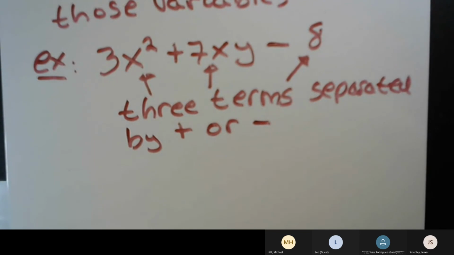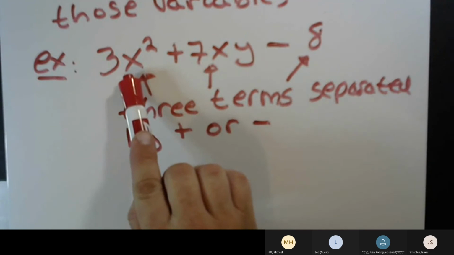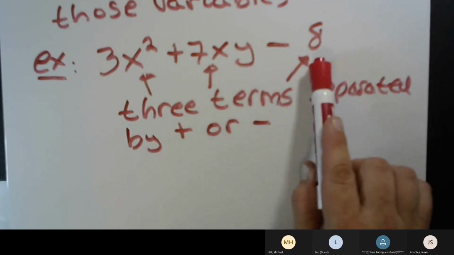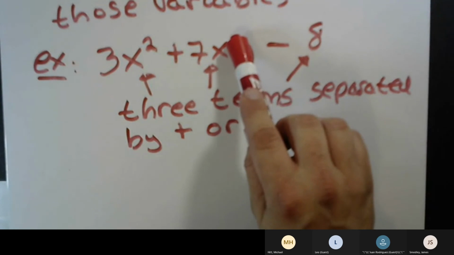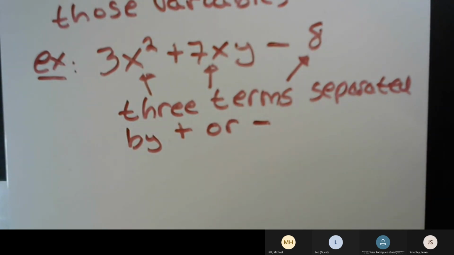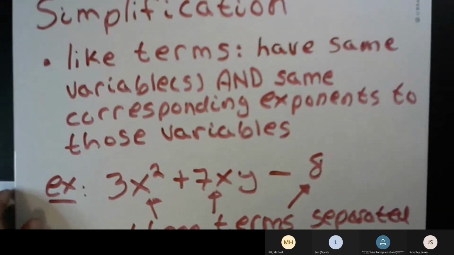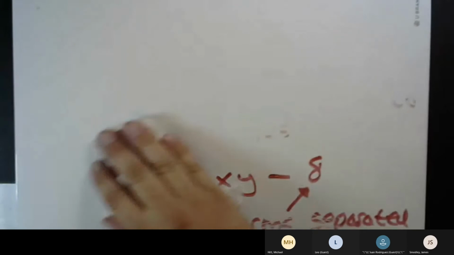Now we want to talk about this idea of like terms. So what are like terms? Well, a term has to have the same variable as the other term and the same exponents. So these are totally different terms. So this is an x squared term, an xy term, and a constant term. So even though there are x's here, this one has an extra y, and this one doesn't have the square. So that means these are two different terms. So let's play around with identifying like terms.